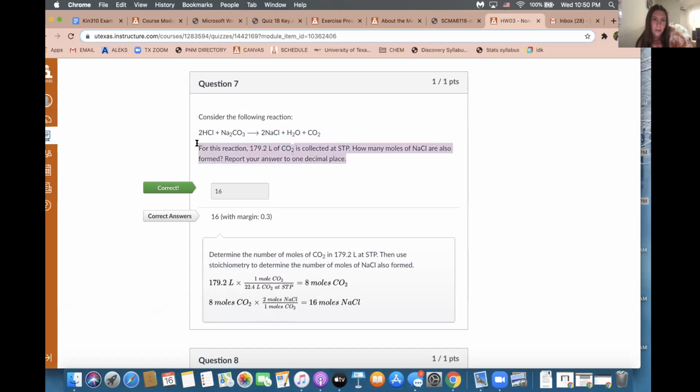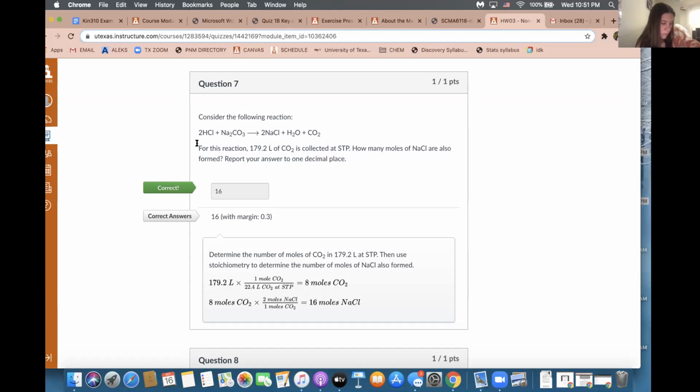The concept on this one is: do you know this relationship, that 1 mole of a molecule equals 22.4 liters? That's the key here. And this is a type 5. Every time it says STP, it gives you a volume, then I can apply this equation to get moles. And then once you have the moles of CO2, you have that on the right-hand side.